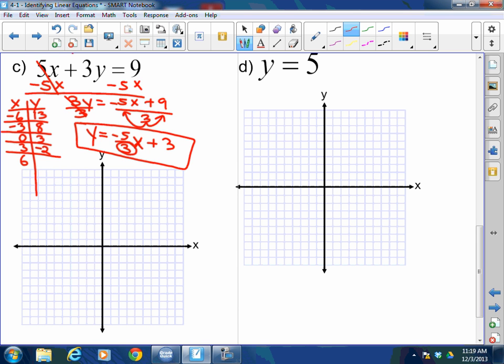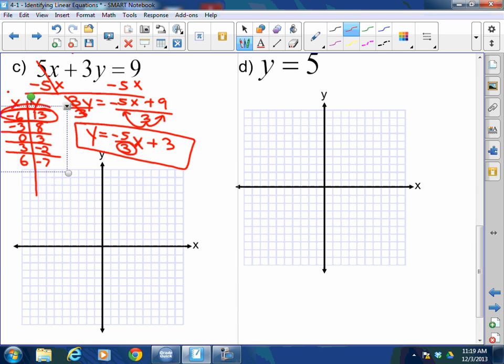Negative 10 plus 3 is negative 7. I'm not going to graph this one because it's a little bit larger than my graph, but I'll graph all the other ones. So I got negative 3, 8.